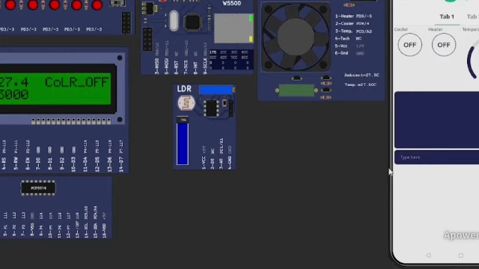Now, if I turn on the heater, as we can see, the temperature is increasing slowly, and when the temperature is greater than 35, it should turn off. Yeah, now we can see that the heater has turned off, and a notification has appeared here saying the temperature is greater than 35 degrees Celsius and the heater is turning off.